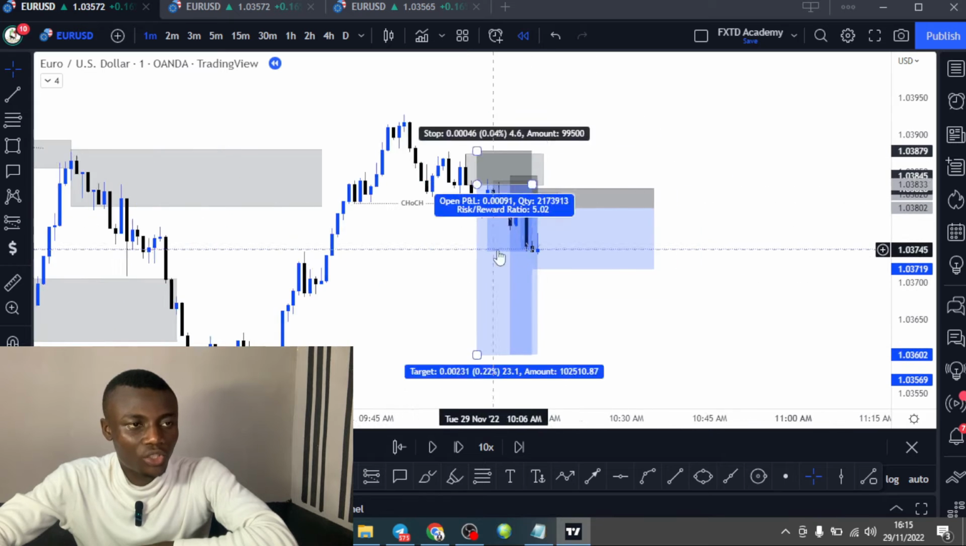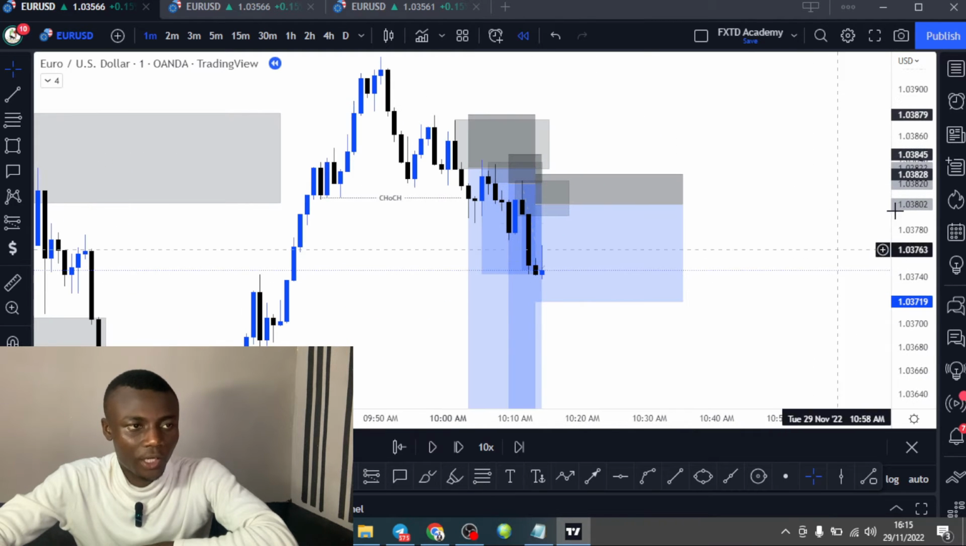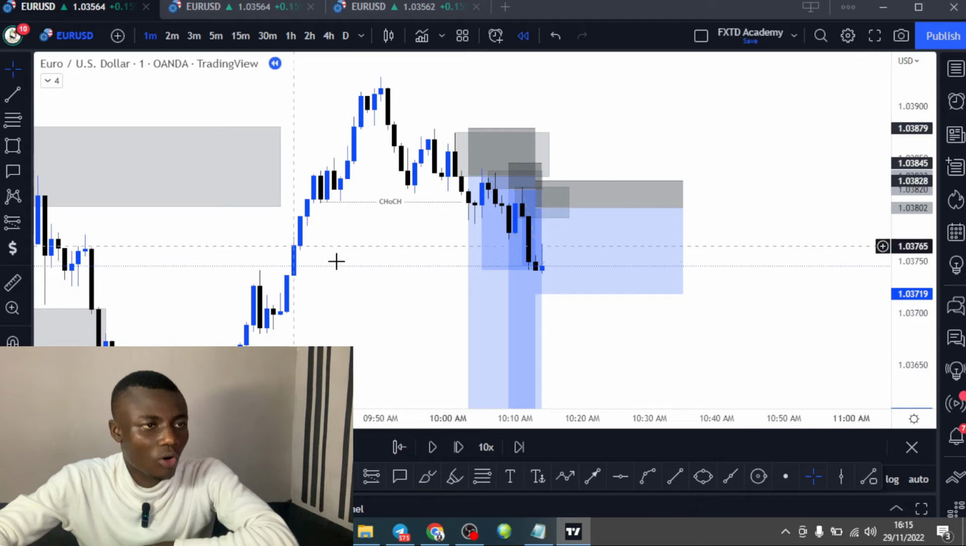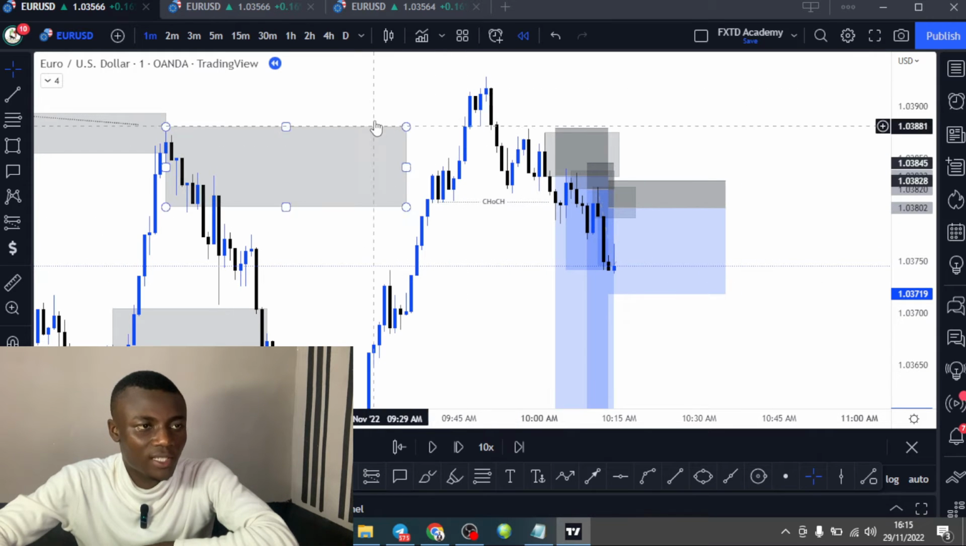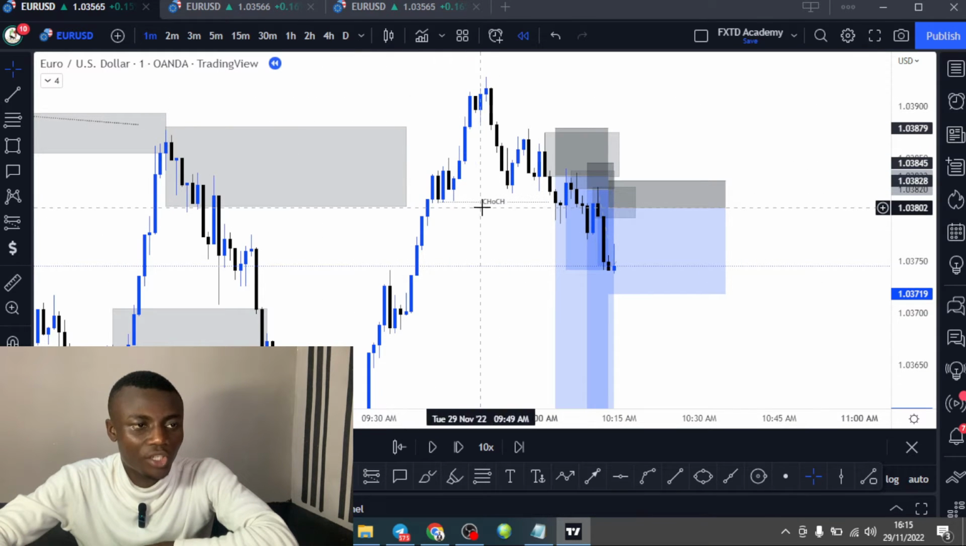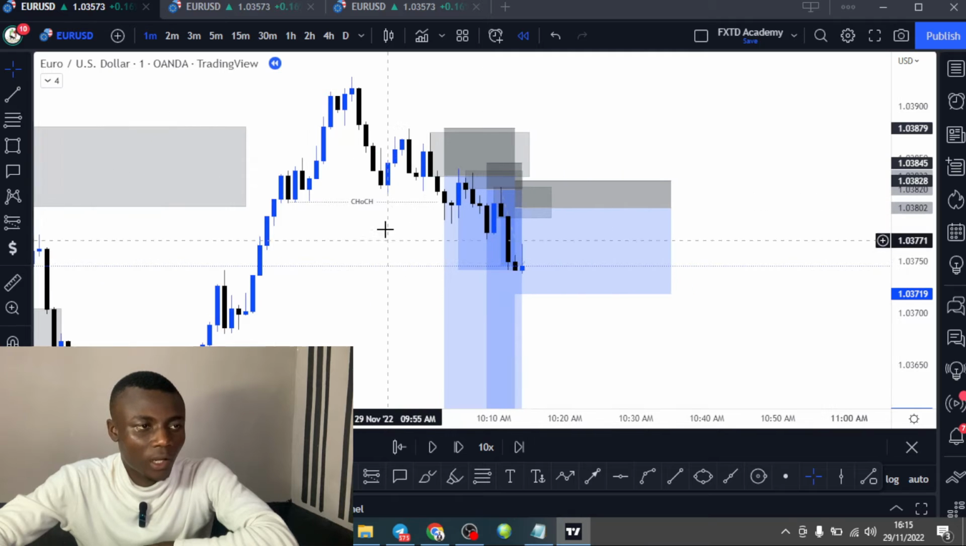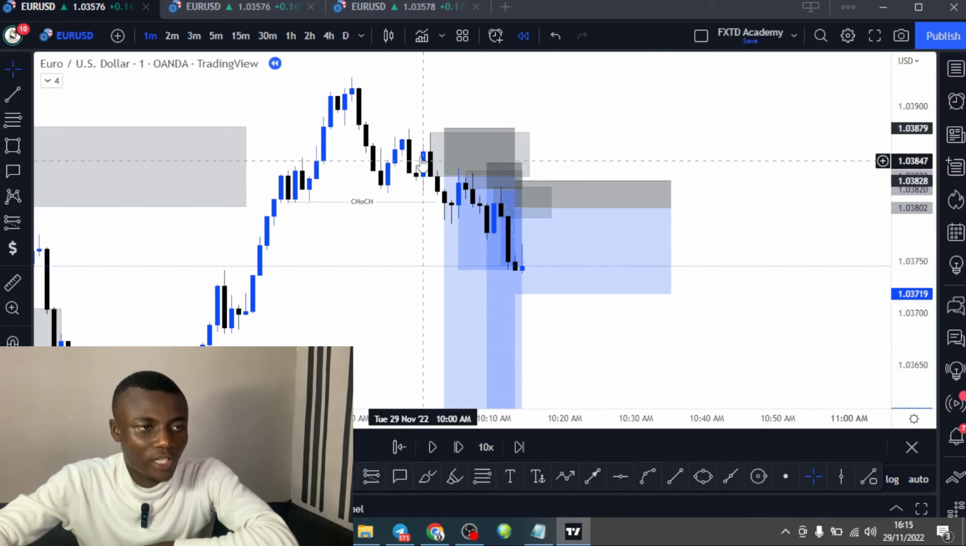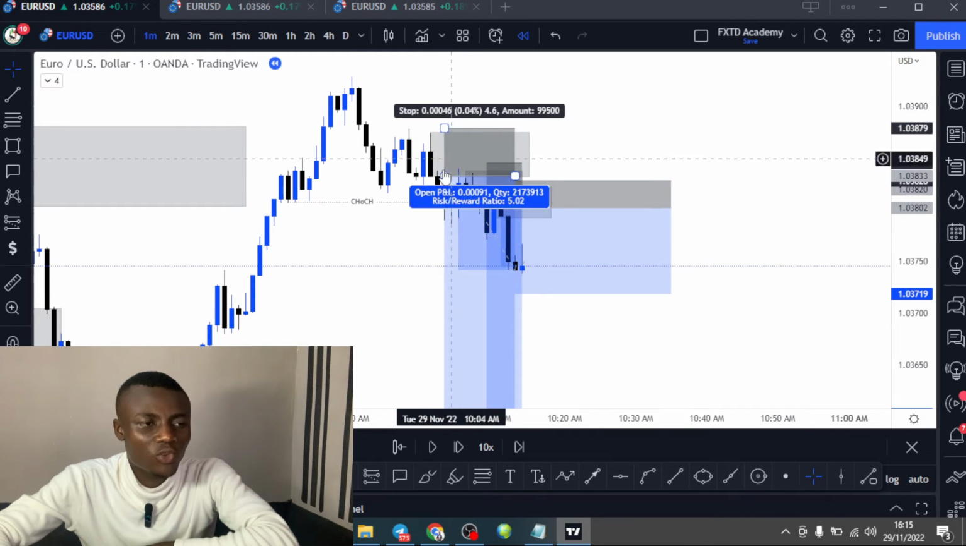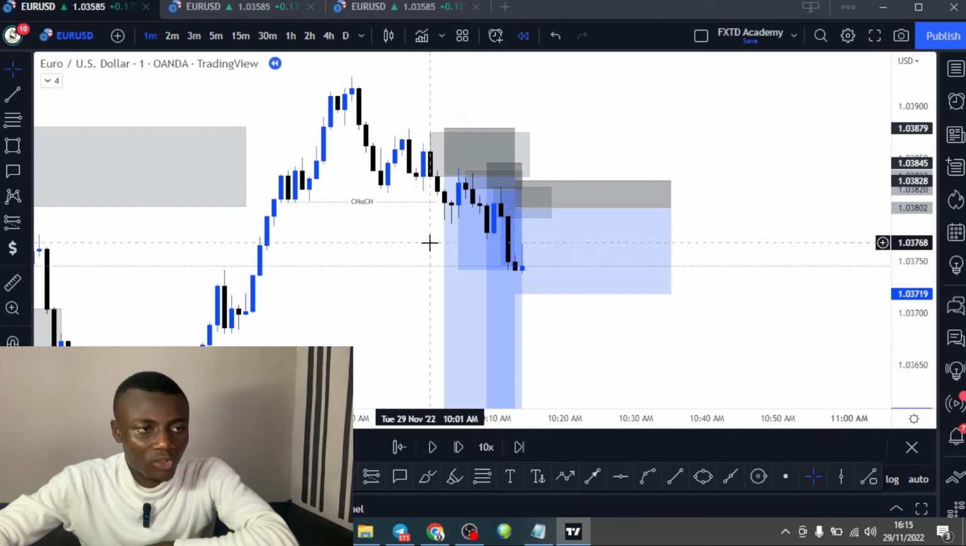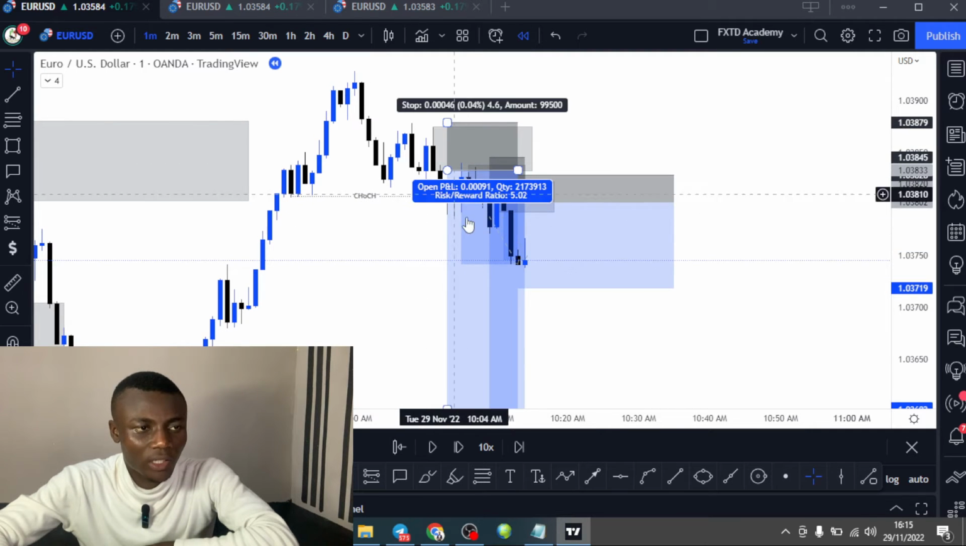We're currently on this trade, so I'm going to do a little recap here. The first trade was gotten after liquidity was taken. Then we have a change of character here, and after the change of character, this was the candle that was responsible for that change of character. So that's where we are interested in. So we entered from there, and we're currently in profit.